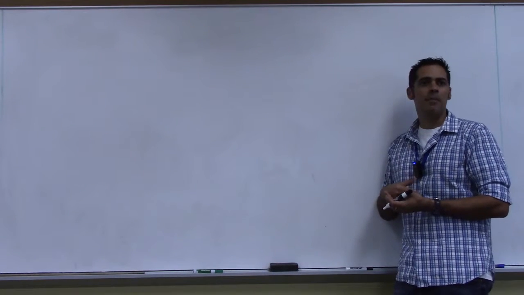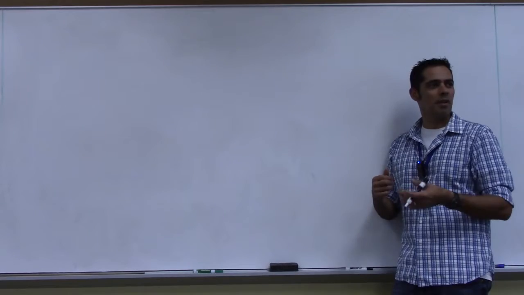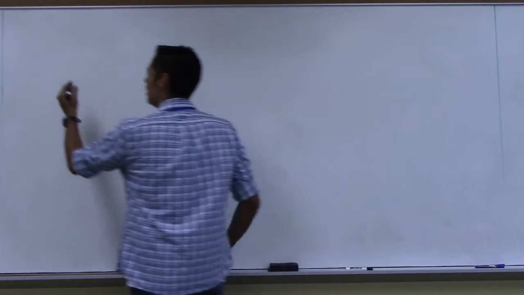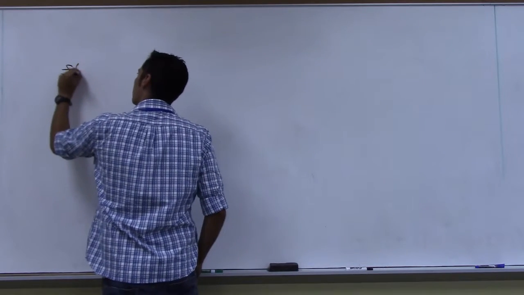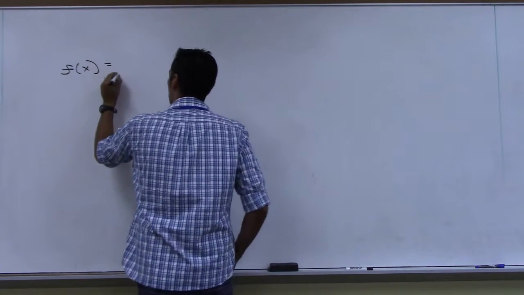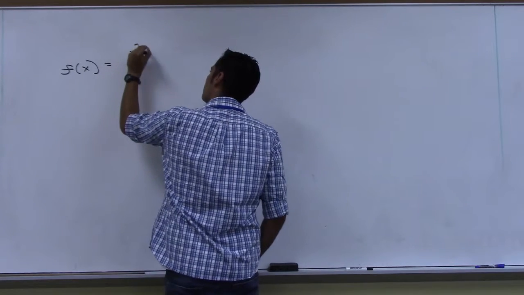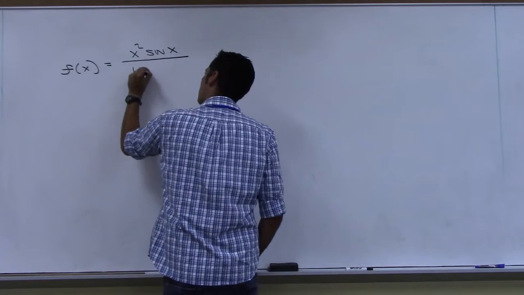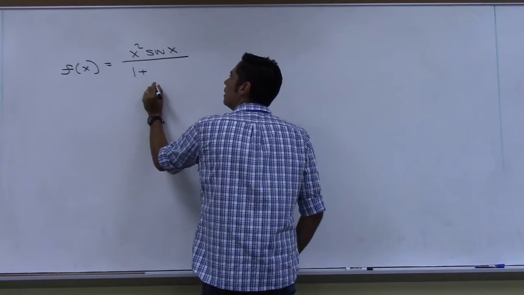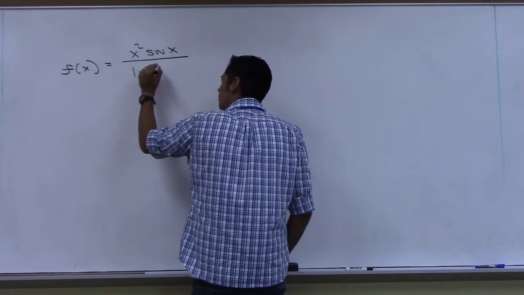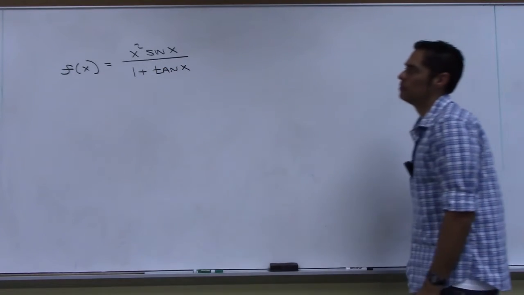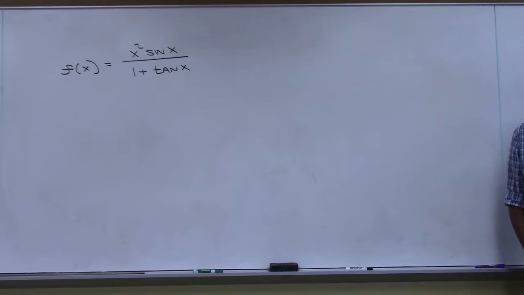And so this next example is to show you: be careful what you wish for. Where you're like, well, where are those rules that everyone's been telling me about? Okay, well, you got them now, so let's see what you do with something like this. What if you have x squared sine x over 1 plus tangent x? That's a function, right? You use both rules?